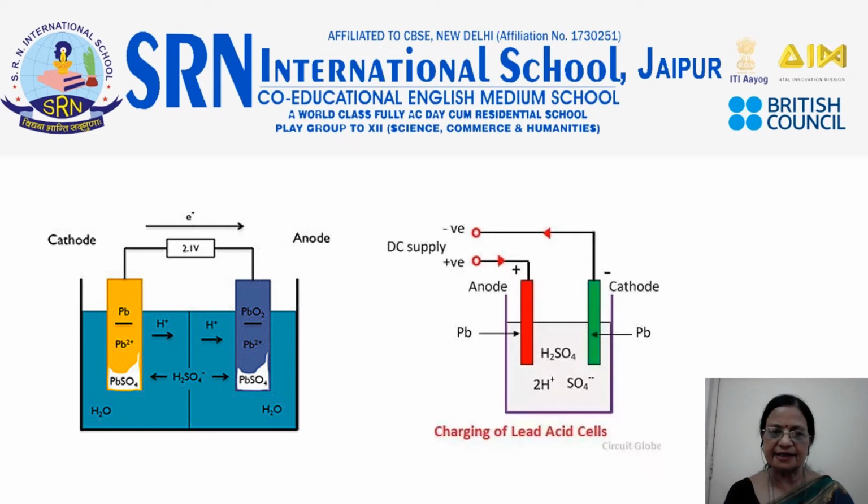Now it will act as an electrolytic cell and the reverse reaction will occur. So at the anode, lead is deposited with the release of sulfuric acid, and at the cathode, lead oxide is deposited with the release of sulfuric acid, and the concentration of acid increases, and now the cell gets charged up and it can be reused.